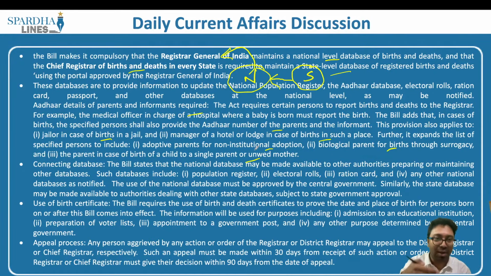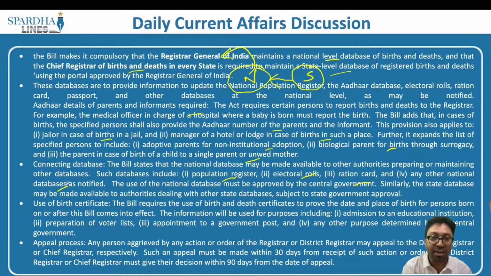Then what they need to have is a connecting database. The bill states that the national database may be available to other authorities preparing or maintaining other databases. Since it is a central repository, it can be used by other sections of the authorities as well. This includes databases for the population register, electoral roll, ration card, and any other national databases. Since it is a central repository, in case there are commissions or authorities or bodies making use of it for public services like electoral rolls and ration cards, their names can also be picked up from this database.